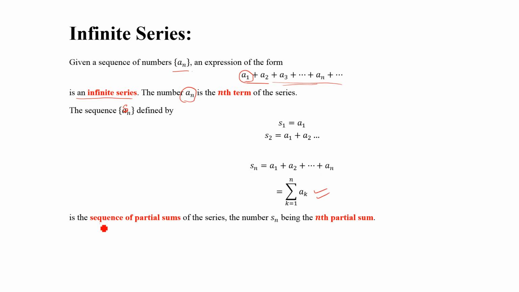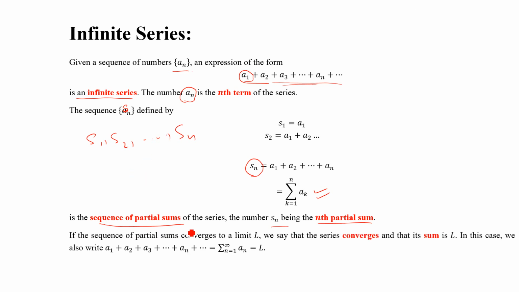This sequence of sums is called the sequence of partial sums of the series. So S_n is called the nth partial sum, and the whole sequence S1, S2, up to S_n is called the sequence of partial sums. This sequence of partial sums is very important in the concept of convergence and divergence of the infinite series.